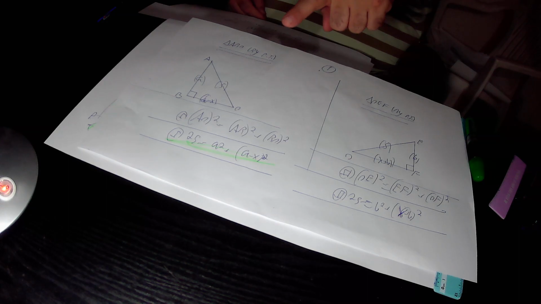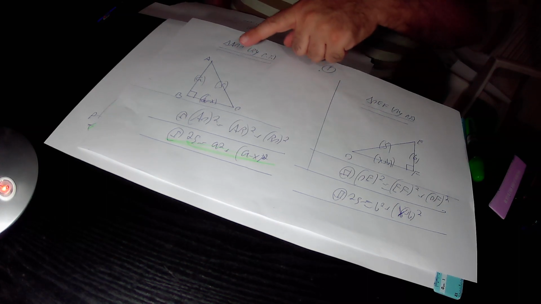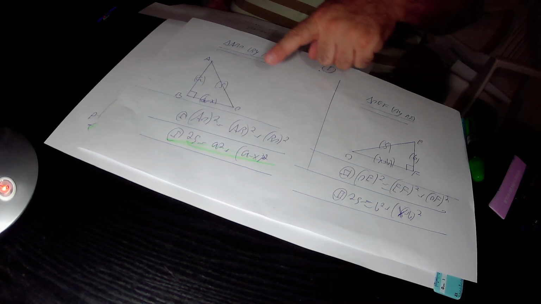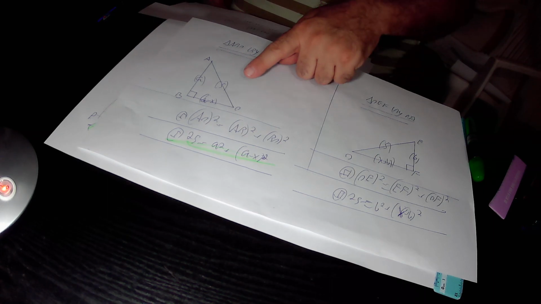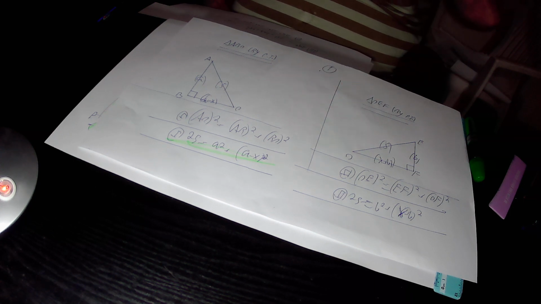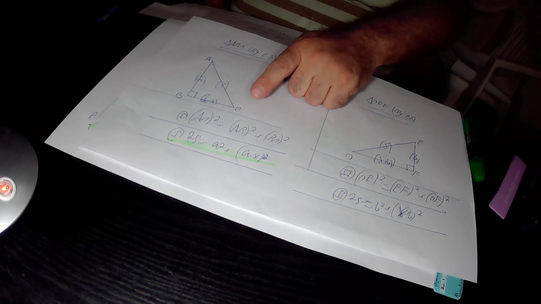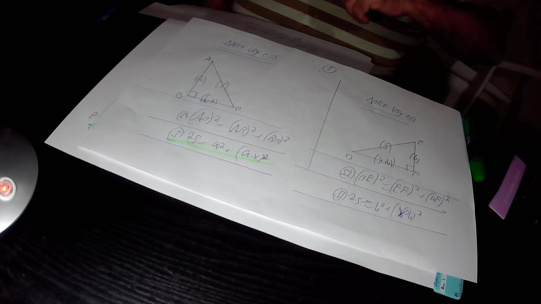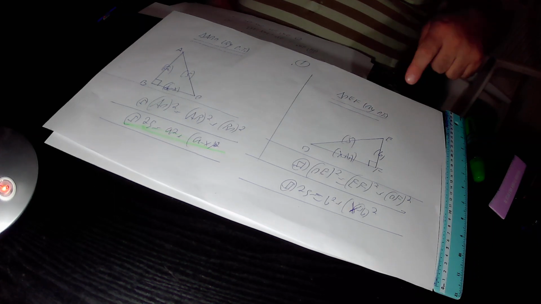AO is 5, therefore AO squared is 5 squared, that is 25, and it is equal to AB squared. AB is a, therefore AB squared is a squared, plus BO squared. BO is a minus x, therefore BO squared is (a minus x) squared. So in total, according to equation 1, we found out that 25 equals a squared plus (a minus x) squared.